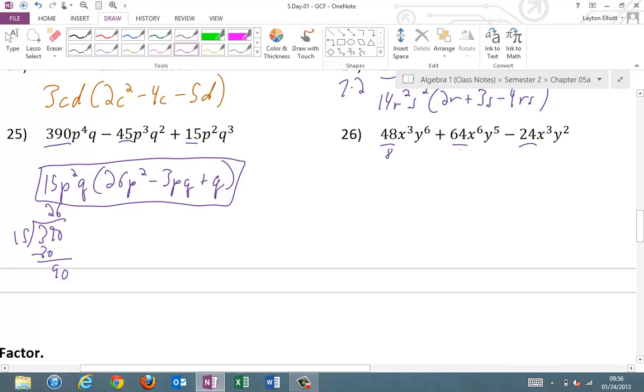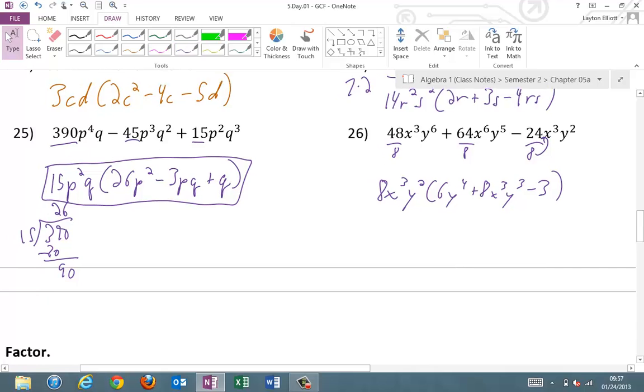48, 64, and 24. I know we can take out an 8 out of all of those. And 24 divided by 8 is a 3. 3 doesn't go into 64, so let's just try an 8. 8x to the third y squared, and 6y to the fourth plus 8x to the third y to the third, and then minus 3. It'd just be minus 3 because, after all, we took the x cubed y squared out of there.